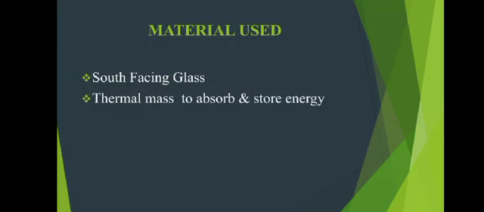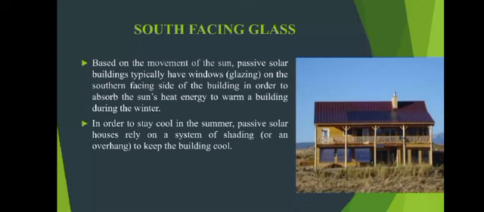So, south facing glass and thermal mass to absorb and store energy are used in passive solar buildings. So, what is south facing glass? Based on the movement of the sun, passive solar buildings typically have windows on the southern facing side of the building in order to absorb the sun's heat energy to warm a building during the winter.